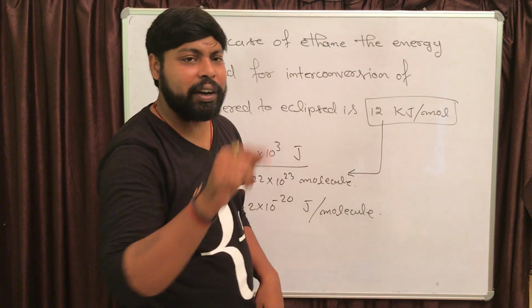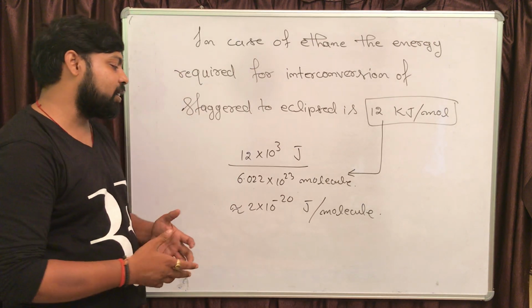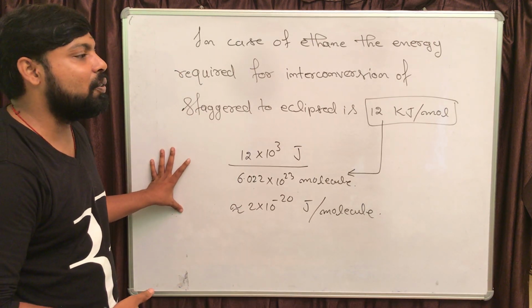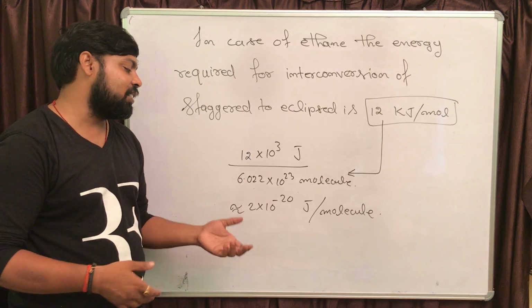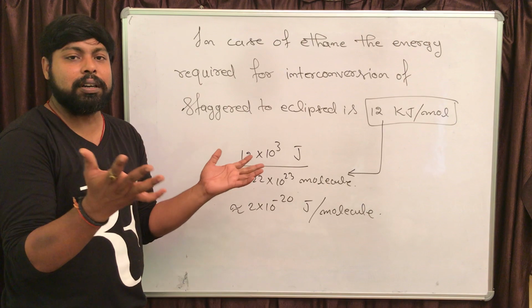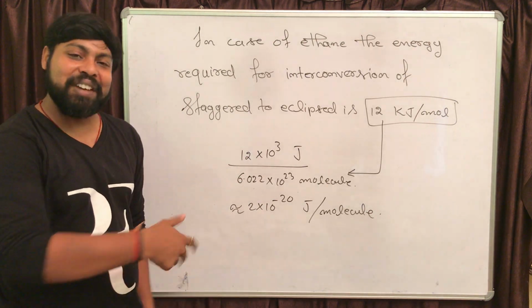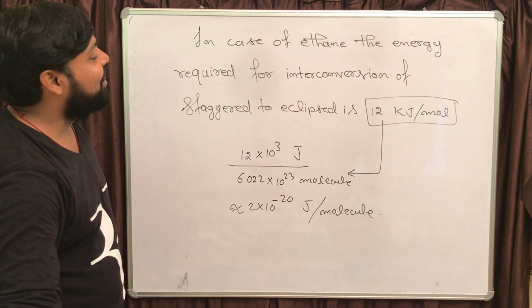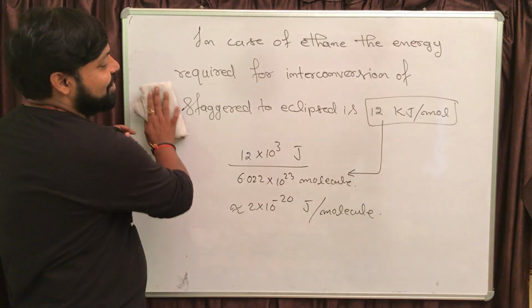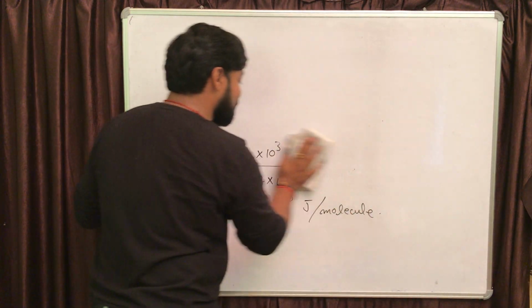So I hope that point is clear to you, that conformers cannot be separated and the energy required for their conversion is very, very less. And this is the energy for the conversion of two extreme conformers. What about skew conformers? The energy required will be even less than this, right? So let's start next. This was the energy criteria for the ethane molecule.